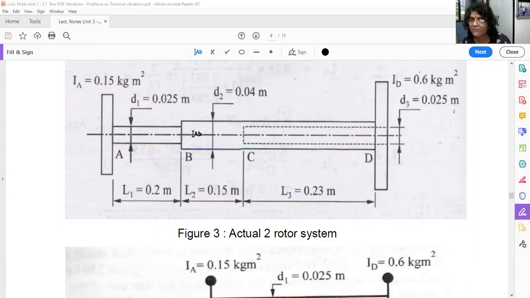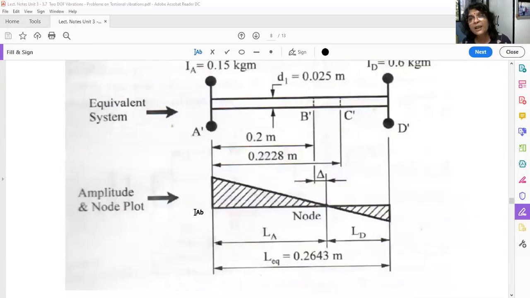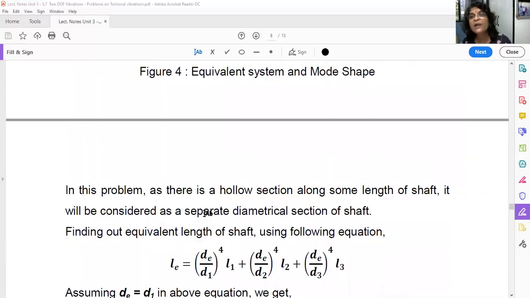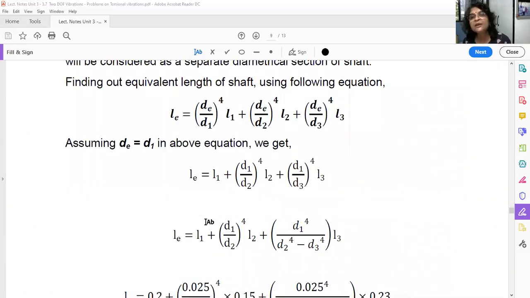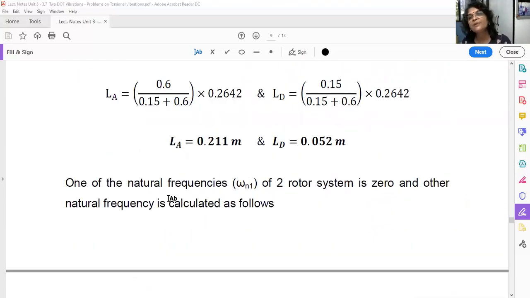You can make the equivalent of this one also, but that procedure is very lengthy. So to find out the actual node point on the system, you can take DE is equal to D2, and again find out the equivalent length, and again determine the distances. The distances will be different, but your natural frequency will be the same. You take any diameter as the equivalent diameter, either D1, D2 or D3.